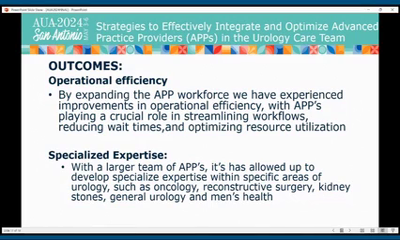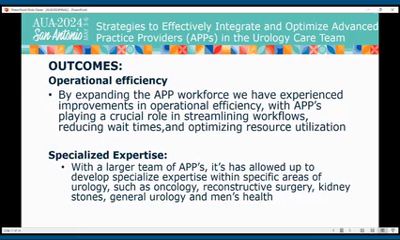And now more than ever, as there's a shortage of urologists. And if urologists are leaving, it's really not easy to fill that gap. So we are using APPs more so than we ever have.